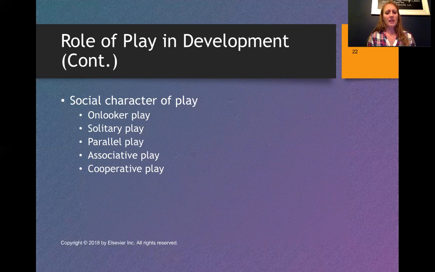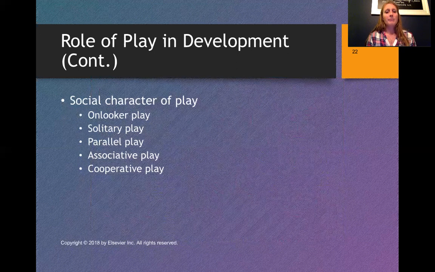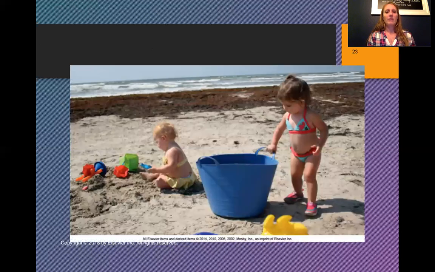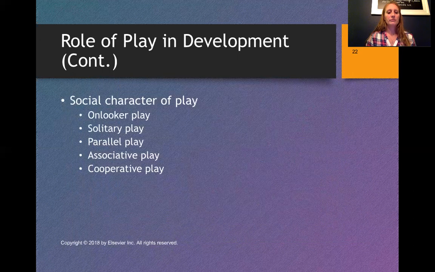So solitary play, they want to have others close by, but they don't want to play with them. And parallel play is where they're doing the same type of play right next to each other, but not together. So this is a good example of parallel play. We have 2 toddlers here who are playing in the sand, playing with buckets, but they're not playing together. They're not working together to achieve a goal.